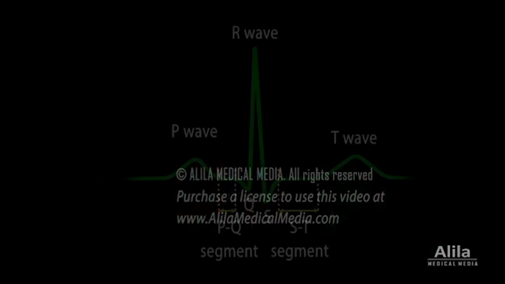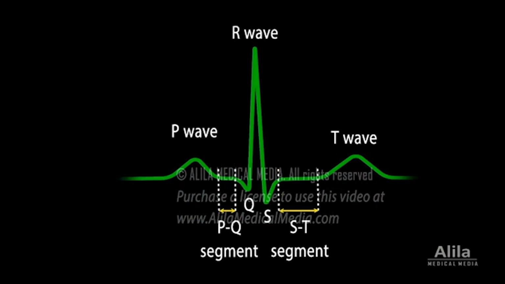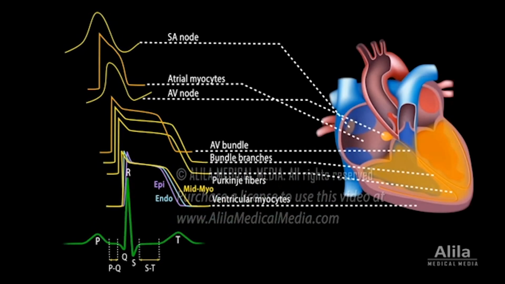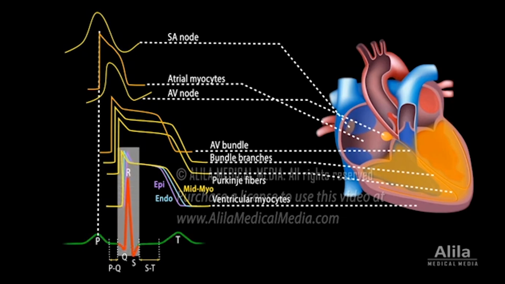An ECG is a composite recording of all the action potentials produced by the cells of the heart. Each wave or segment of the ECG corresponds to a certain event of the cardiac electrical cycle. P wave represents the sum of depolarization in all atrial myocytes. The QRS complex reflects ventricular depolarization. Atrial repolarization also occurs during this time, but the signal is obscured by the large QRS complex.